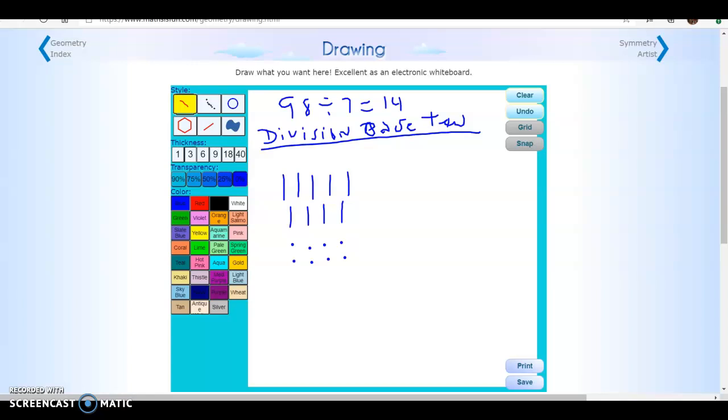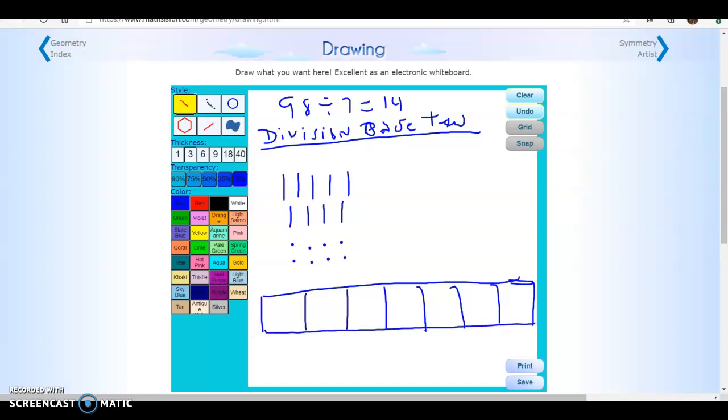Now, I'm going to come below it and we want to draw a box and we're going to divide it, or make sure we have 7 boxes here because we're dividing by 7. So we want to have 7 boxes here. 2, 3, 4, 5, 6, and 7. That's not the best looking boxes there, but I think it will serve its purpose.